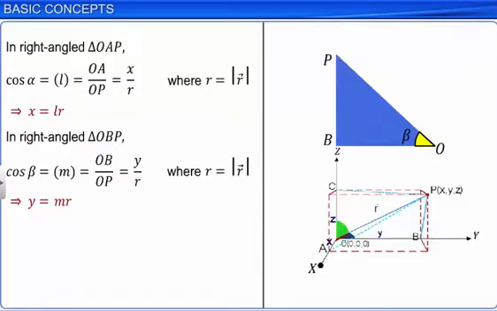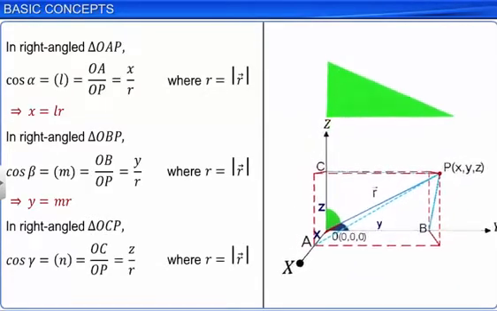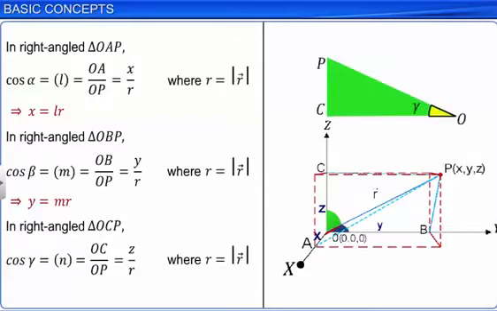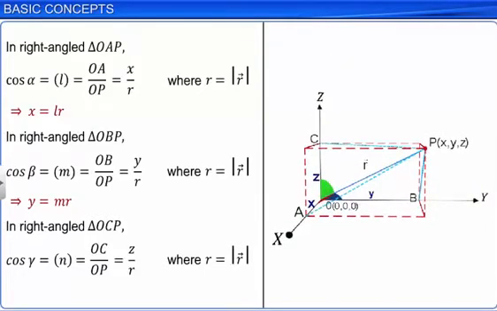Similarly, in right-angled triangle OCP, cos gamma or direction cosine N is equal to OC upon OP or z upon r. Again, this implies that the z-coordinate of point P is equal to the product of direction cosine N and r, which is the magnitude of positional vector OP.